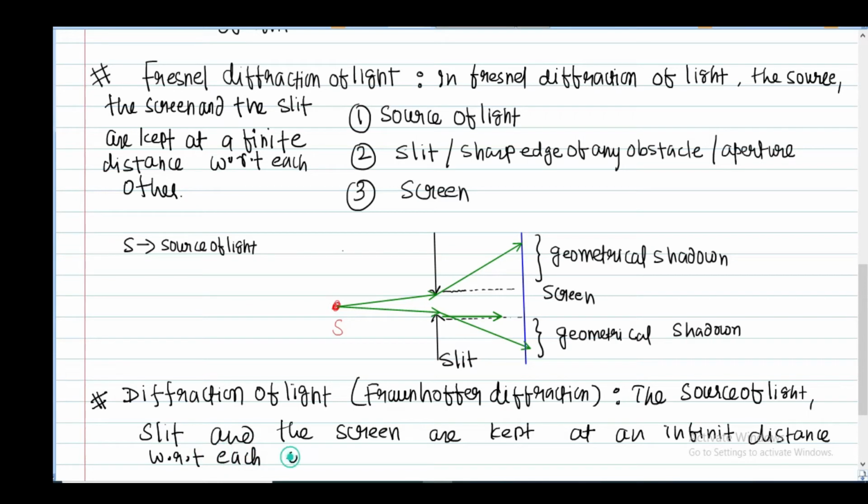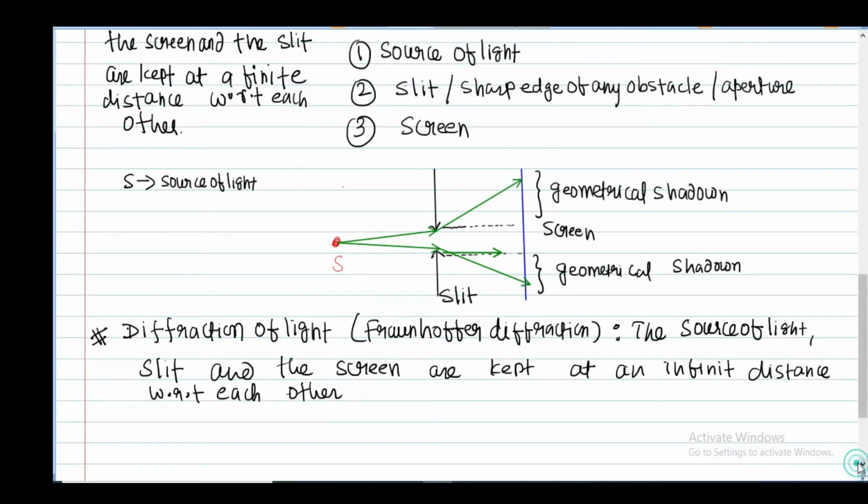So in order to show the interference of the light waves which are bending around the sharp edge of the corner, we need a converging lens, so that the rays may converge on the screen and the interference of light may occur. So in Fraunhofer diffraction of light, the source of light, the slit and the screen are kept at an infinite distance with respect to each other.